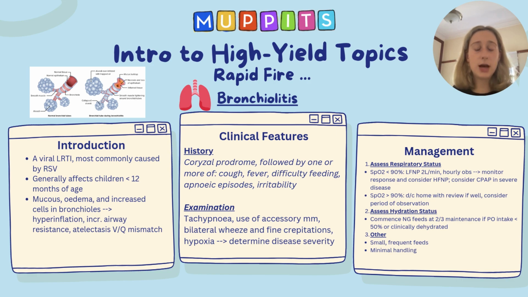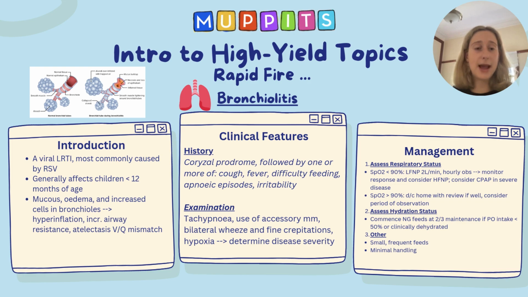On exam, they're going to be tachypneic. They might be using their accessory muscles. When you auscultate the lungs, you'll find that there's usually a bilateral wheeze and fine creps. You'll also measure their oxygen sats, and if they're hypoxic, this will help you to determine the disease severity. So on the RCH website, there's a really good table that has all of these different findings and helps you to determine if it's mild, moderate, or severe disease, which will then inform your management.